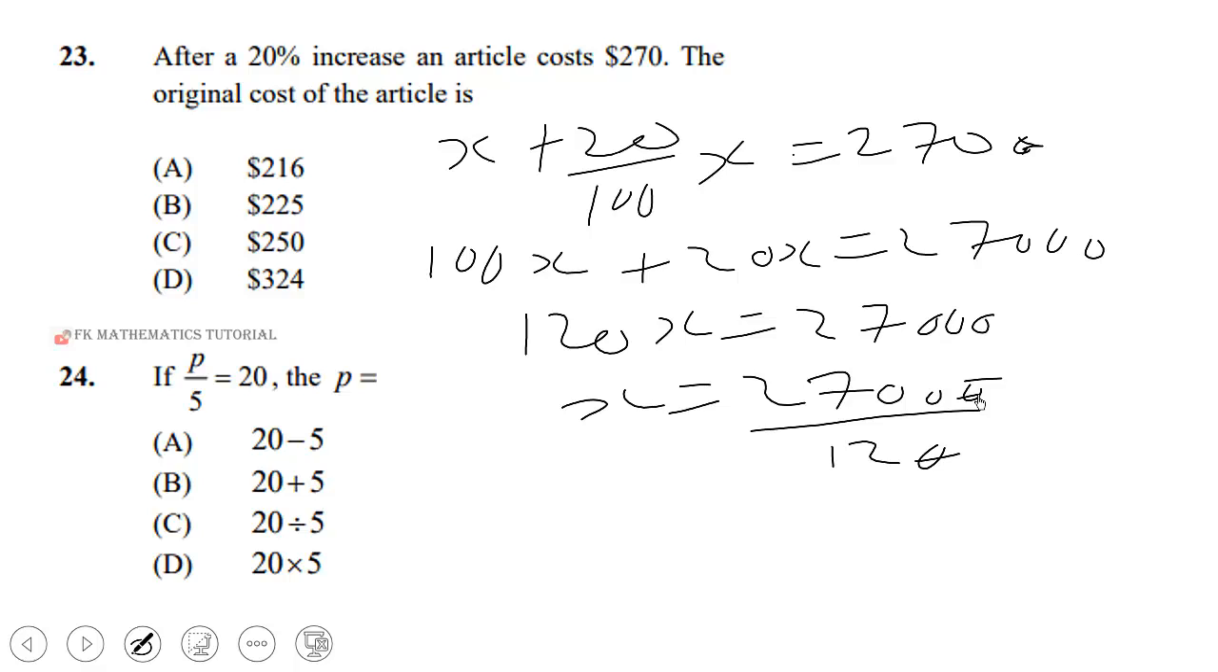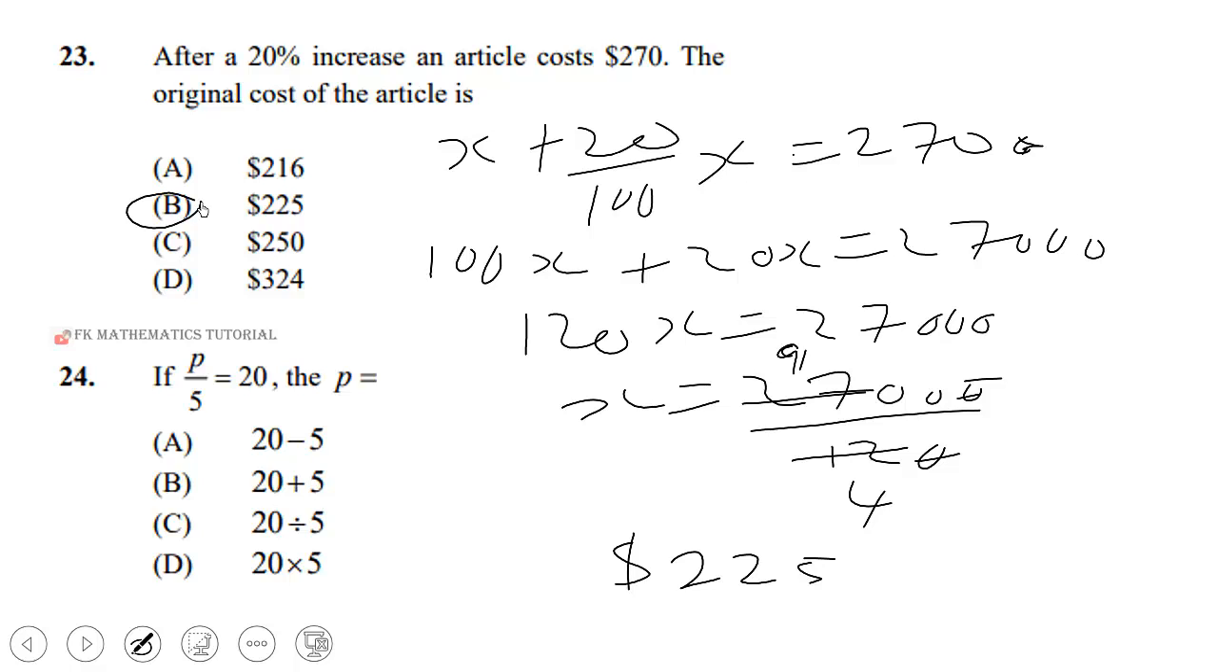So let's see, 3 will go into 12 4 times, 3 will go into 27 9 times. Now we have 900 over 4. So 900 over 2 will be 450. Then 450 over 2 will be 225. So that will be $225. So the correct answer is B.